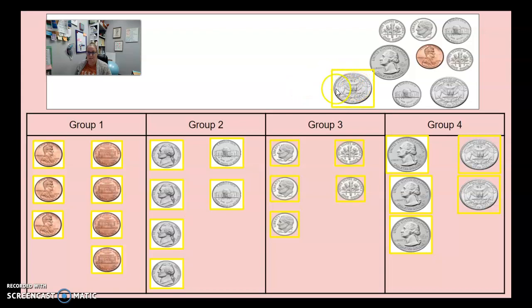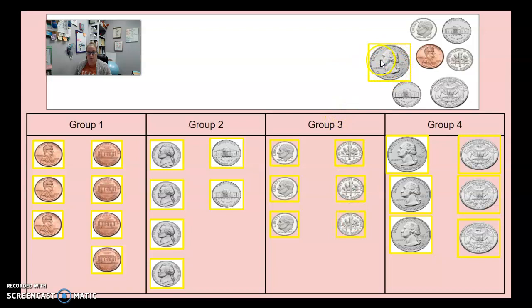The next one has the picture of the eagle, and it's silver in color. So I'm going to put it over here with all the other eagles that are silver in color. That's the quarter, and that's the tails side. The next one is this little bitty coin, and I don't see a picture of a head, so that tells me it's tails, and I'm going to put it over here in group 3 with all of the other ones.